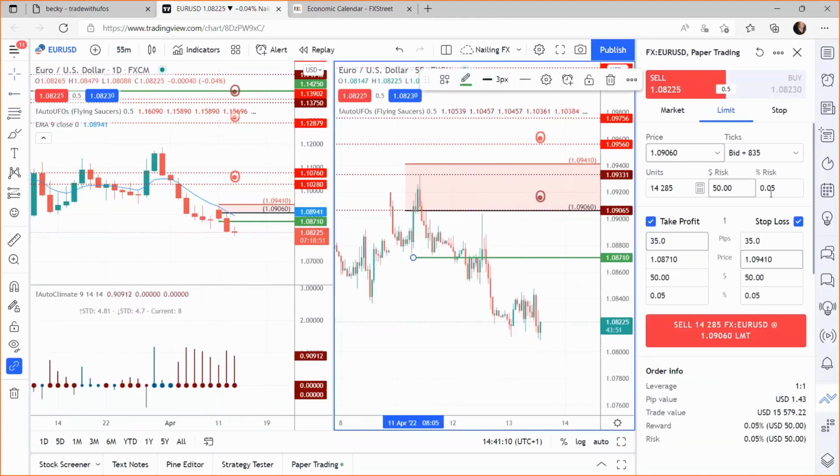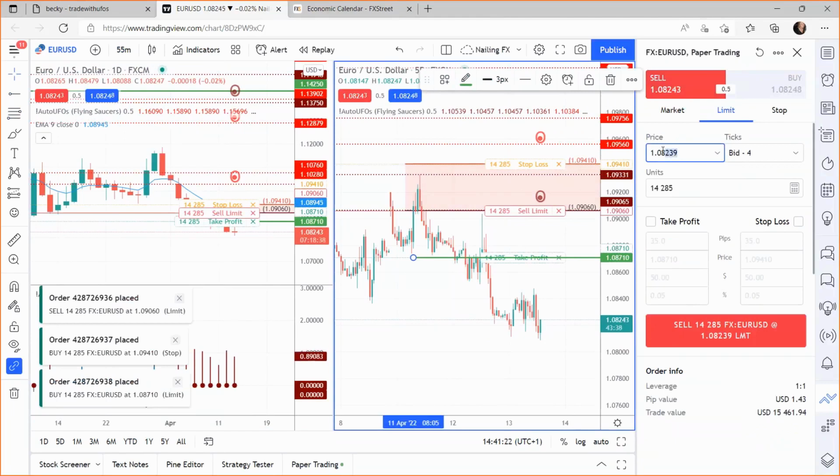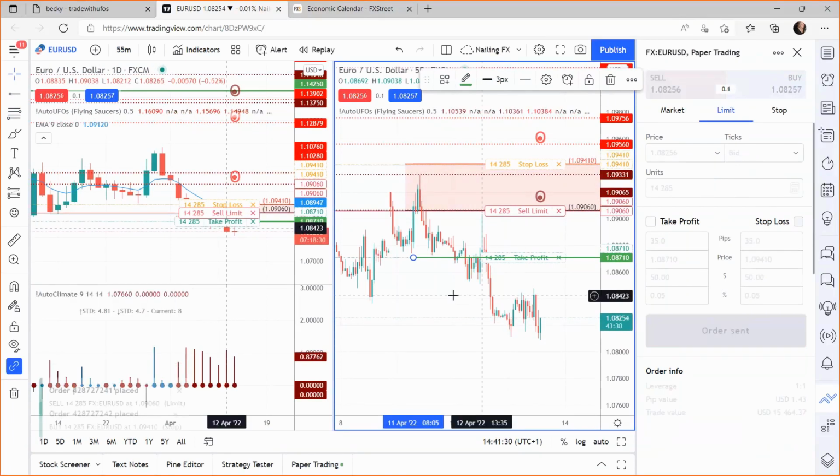So again, I really like using TradingView for this because it helps you with the maths. You don't have to work it out or put it in a spreadsheet. It does it for you. So that one goes in there. And then we're going to have the same entry, same stop loss, same risk, and we're just not going to take profit.